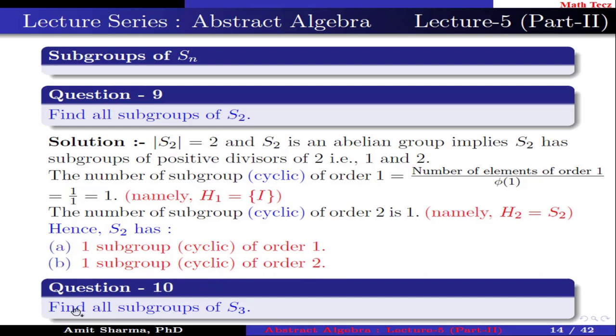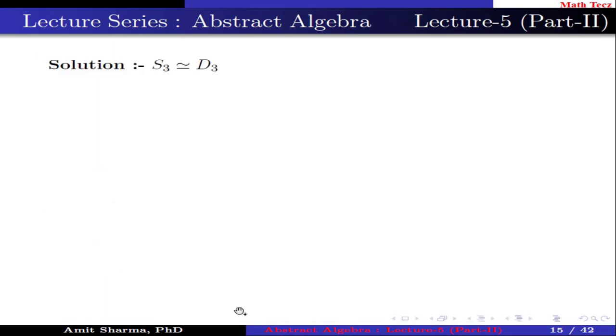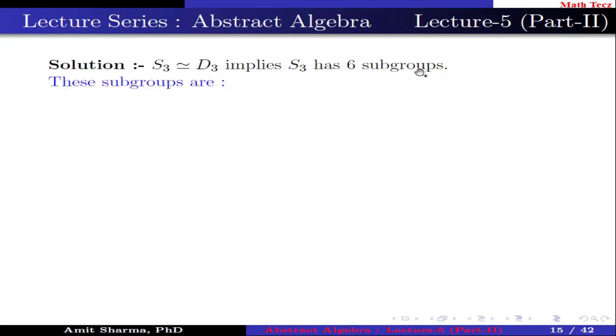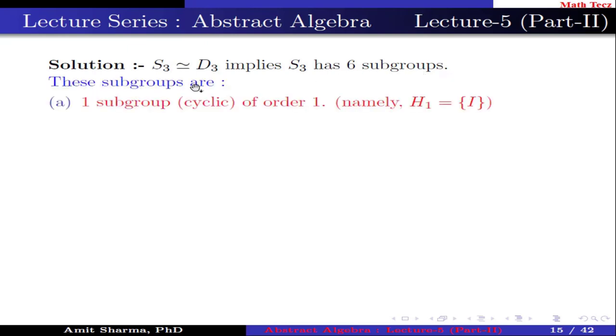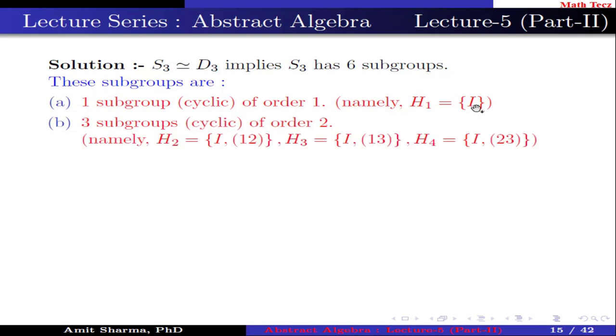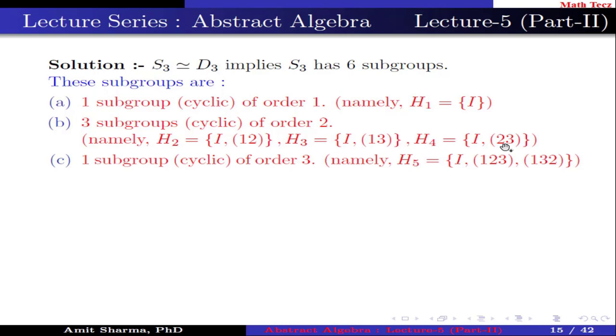Question number 10. Find all subgroups of S3. S3 is isomorphic to D3. This implies S3 has 6 subgroups. These subgroups are: 1 subgroup which is cyclic of order 1, and the subgroup is H1, which is equal to the identity. 3 subgroups which are cyclic of order 2, and the subgroups are H2 containing the elements identity and (1 2), H3 containing the elements identity and (1 3), H4 containing the elements identity and (2 3).